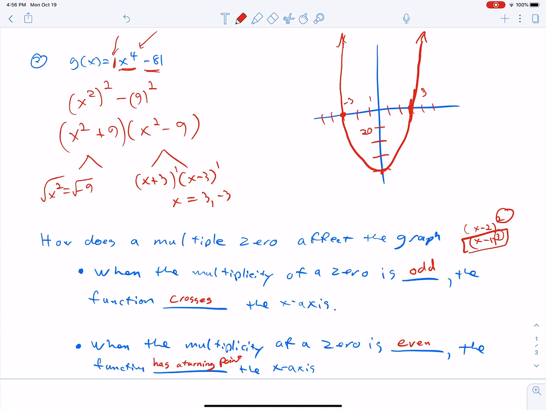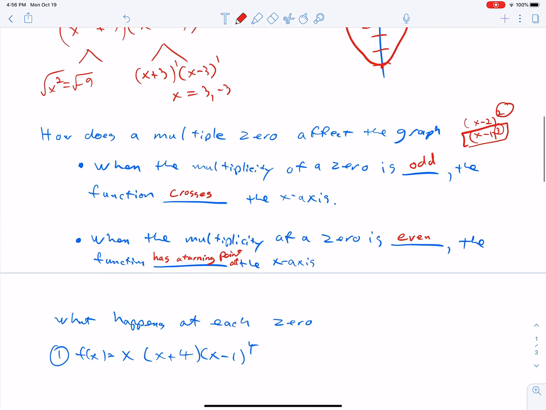At the x-axis. So in that case, instead of crossing the x-axis, if we had, for example, x minus 2 squared, we know that's x equals 2. So at 2, the graph would touch and have a turning point. So that's the key here.